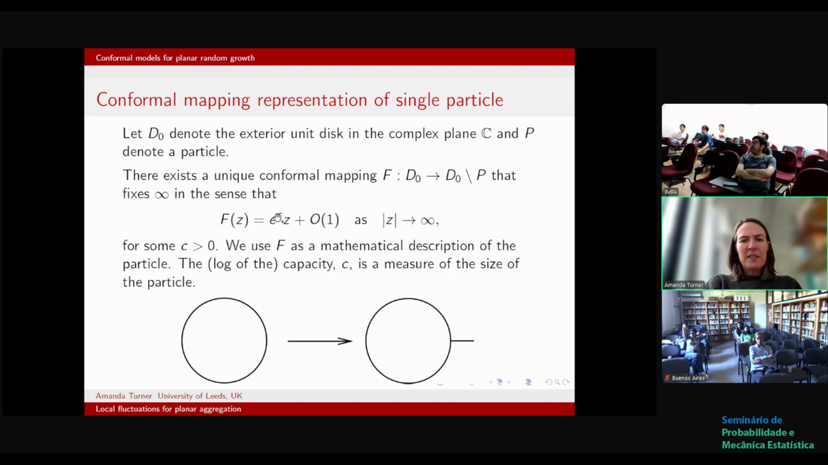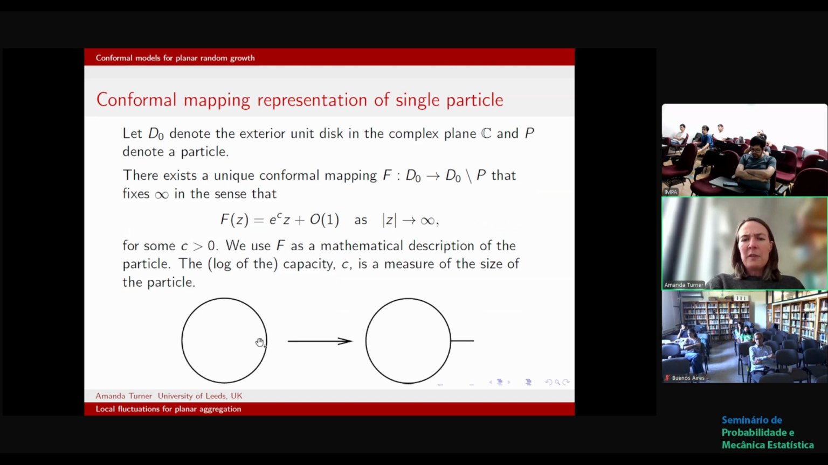And this parameter C tells you something about the size of the particle. This will be a parameter that we'll see throughout our talk. We call C the capacity of the particle, and it will allow us to control the different sizes. So here's a simple example. In this picture, I've taken my particle to just be a slit in the exterior unit disk. And so I have a unique mapping that maps from the exterior of this disk to the exterior of this disk minus this slit.